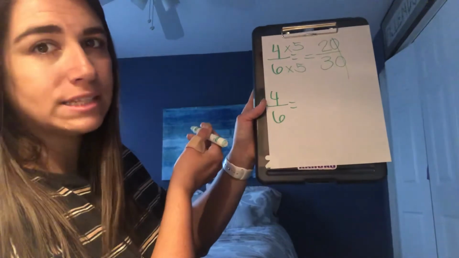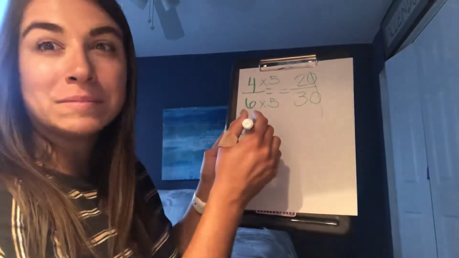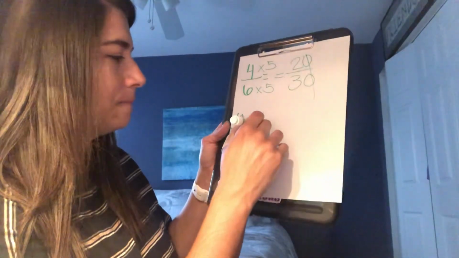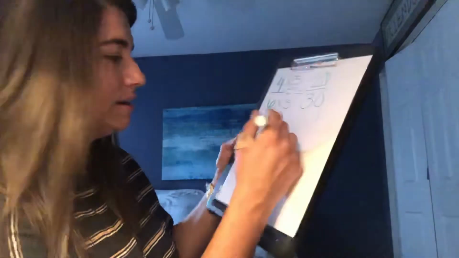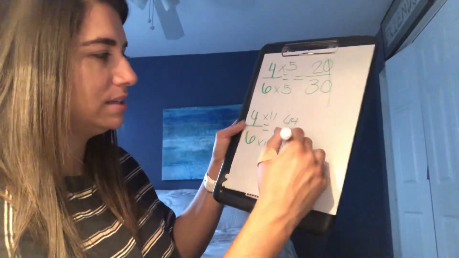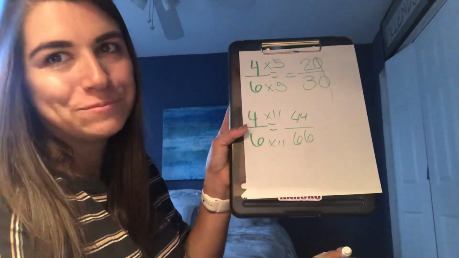All right, so I have 4/6 again. Let's do times 10. Oh, no, let's do times 11. That's a fun one. Times 11, times 11. So 4 times 11 is 44, and 6 times 11 is 66. So 44/66 is also equal to 4/6.